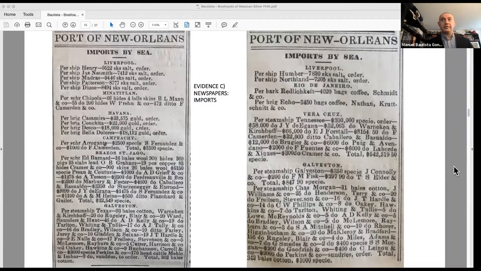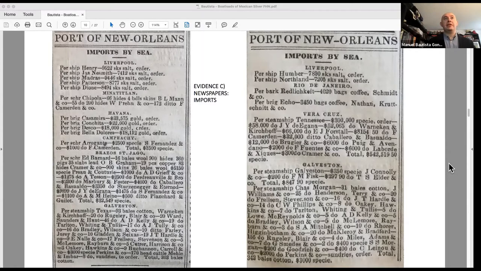So given all that, I did find a source that can give us more insights into the specie imports. That is a business newspaper called the New Orleans Price Current. Several of you might be aware of how important price currents from the early modern period are for economic historians. What I was really surprised by when I took a look at this record was the level of detail that it provides on specie remittances from all over to New Orleans.